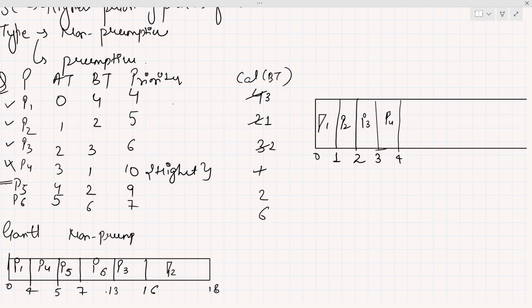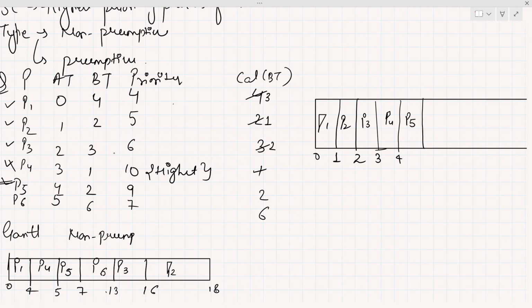Now at 4 we have one more process available, which is P5. So 4 processes are available in the queue: P1, P2, P3 and P5. Among these 4 processes, the one with the highest priority will get the CPU. So here P5 has the highest priority, so P5 will get the CPU. Now P5 will execute completely.